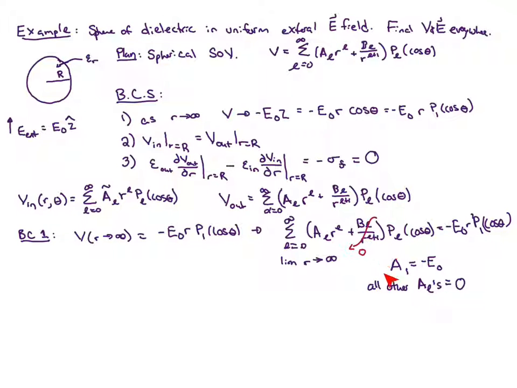So I'm going to rewrite this up here. So here we go. This is our new V out given the new information we have. And that's from boundary condition 1. So then we just want to go on to apply boundary condition 2.